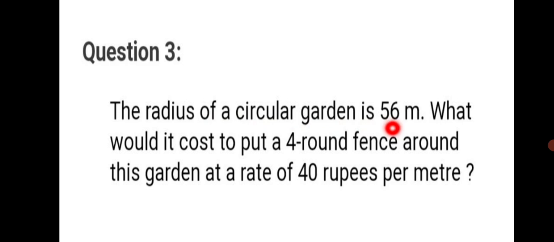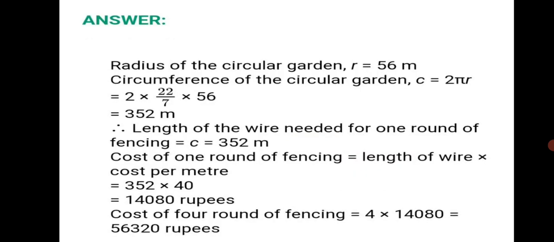So let's have a look at the solution. Answer: radius of the circular garden R is equal to 56 meter. So circumference of the circular garden will be, use your formula, C is equal to 2 pi r, 2 into 22 upon 7 into 56. When you calculate, you get 352 meters. So this is what we have got, circumference of the circular garden. Now the circumference means length of the wire needed for one round of the fencing is equal to 352 meter.